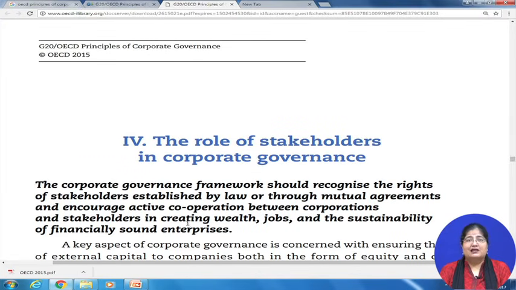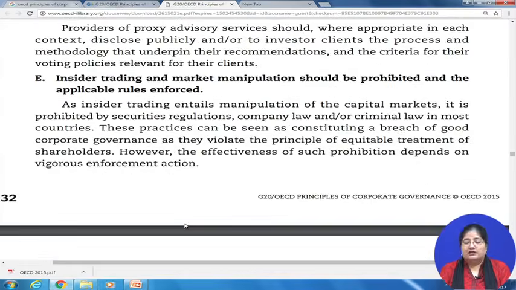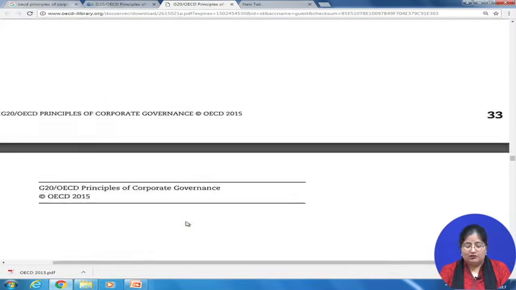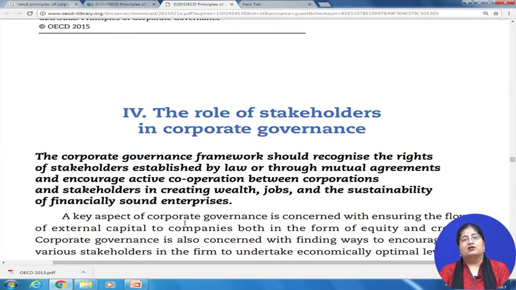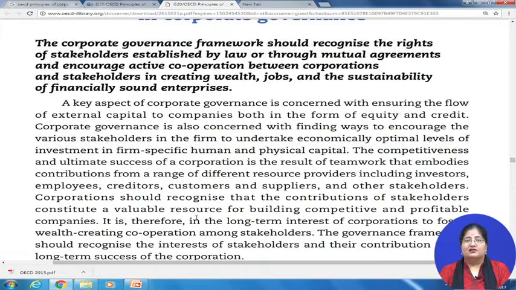Okay. The next is the role of stakeholders in corporate governance. So we've talked about shareholders, we've talked about the other parties here. Now we are going to talk about the stakeholders in corporate governance. Corporate governance framework should recognize the rights of stakeholders established by law or through mutual agreements and encourage active cooperation between corporations and stakeholders in creating wealth, jobs and the sustainability of financially sound enterprises.